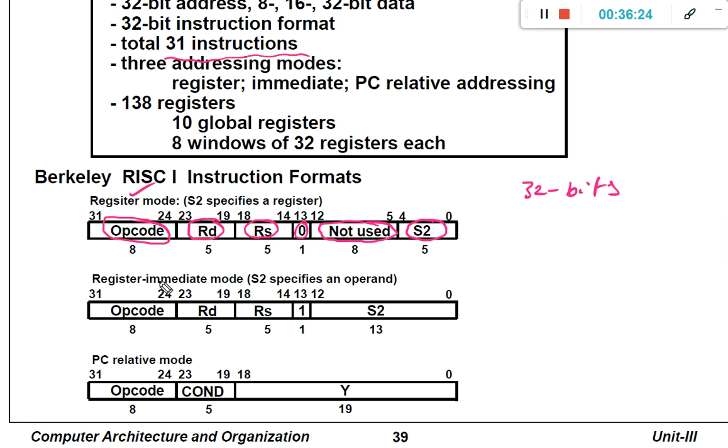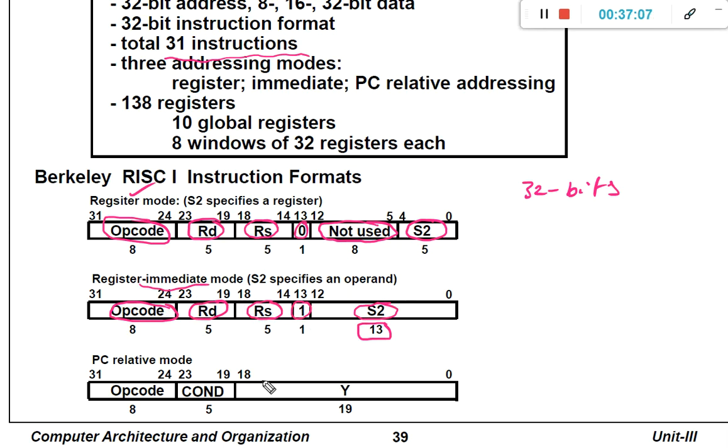Next, the instruction format for register immediate mode. Now the S2 register will occupy bits 0 to 12, that is 13 bits. Why are we using 13 bits? Because in the register immediate mode, the operand resides within the instruction format, so S2 itself is an operand. Here 1 represents that we are using the register immediate mode. RS represents the source register, RD the destination register, and opcode the operation code.